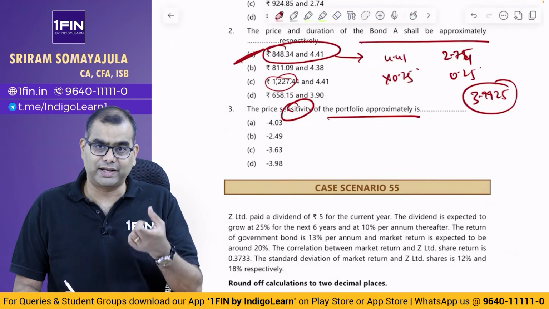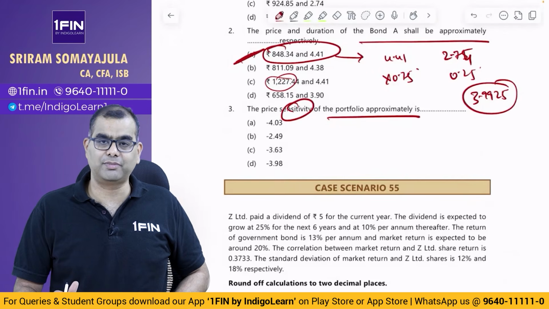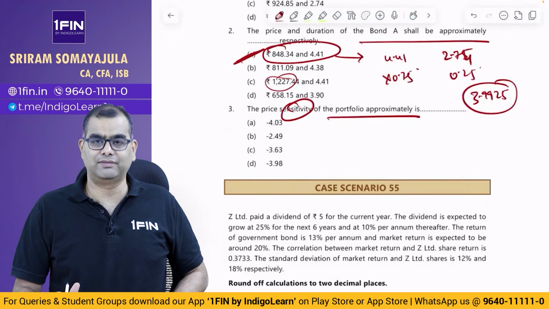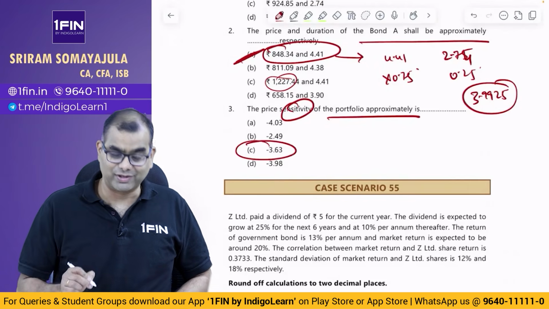This is the time taken. Sensitivity is divided by 1.1. Why 1.1? Because your yield is 10%. Modified duration is Macaulay duration by 1 plus yield. So this will be 3.629, 3.63. This is a good one. This is a very good one.